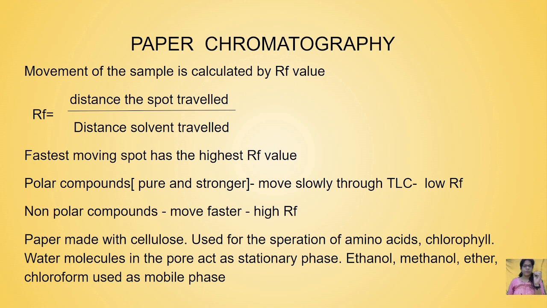What is Rf? Rf is the distance the spot has traveled divided by the distance the solvent has traveled. When you place the paper in a solvent containing the mobile phase, it could be ethanol, methanol, ether or chloroform. When you place a sample containing all the components on the filter paper and place it in the mobile phase, slowly the mobile phase would start moving. The paper would start absorbing the mobile phase, and based on it, it will give you the distance that has been traveled. You will get a small horizontal line where the solvent has traveled.